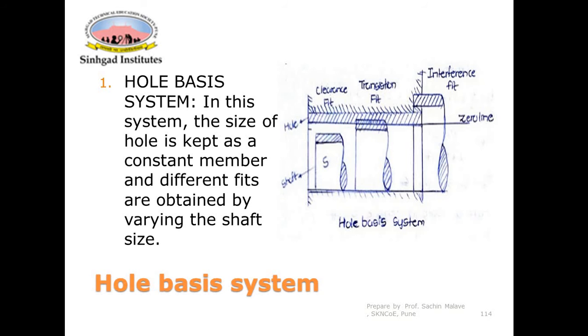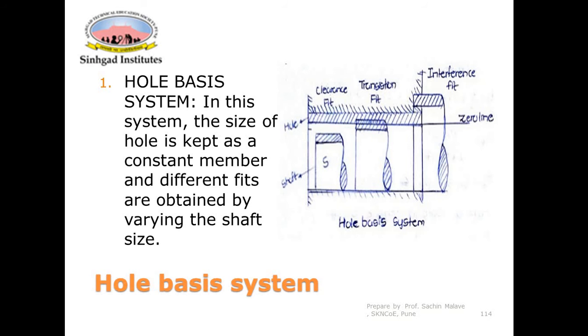So in this case also, the size of the hole is kept constant and the size of the shaft is chosen in such a way that interference fit is obtained. So in case of the hole basis system, the size of the hole is kept constant, whereas the sizes of the shaft are changed according to the type of the fit required. So please remember this, because this question is asked at the time of the oral also.